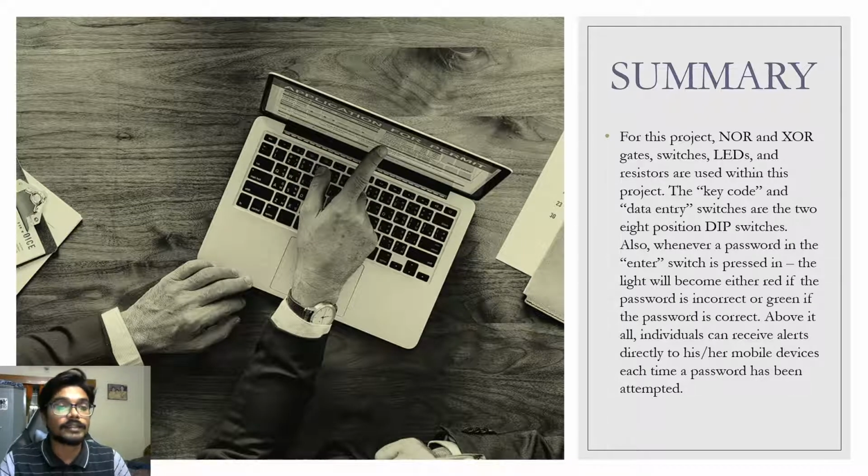this project. The key code and the data entry switch are the two 8-position DIP switches. So the password indicator either becomes green if it's correct or becomes red if it is wrong. So in the above, we can say that this is an alert digital system: every time a password has been attempted, it will become green if it's correct, and red if it's wrong.